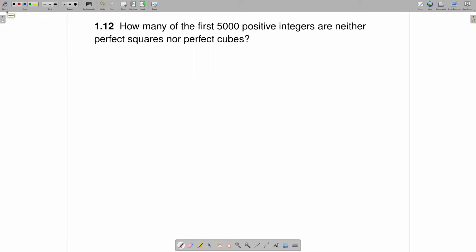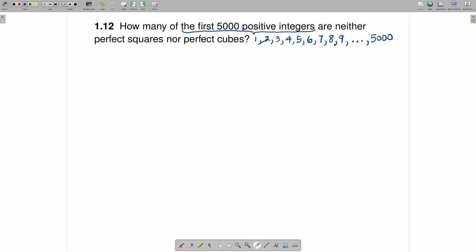How many of the first 5,000 positive integers are neither perfect squares nor perfect cubes? One way to start this problem out is to ask, what are the first 5,000 positive integers? Well, they are 1, 2, 3, 4, 5, 6, 7, 8, 9, all the way up to 5,000.